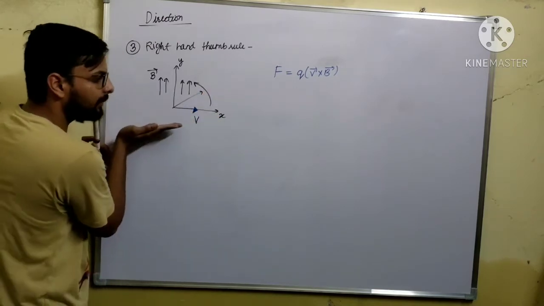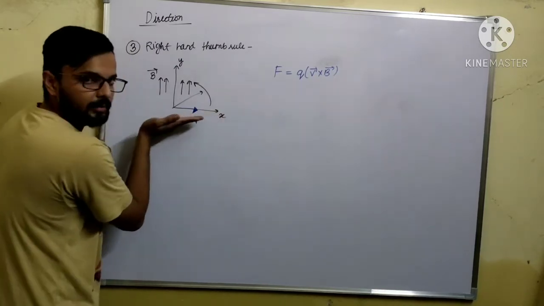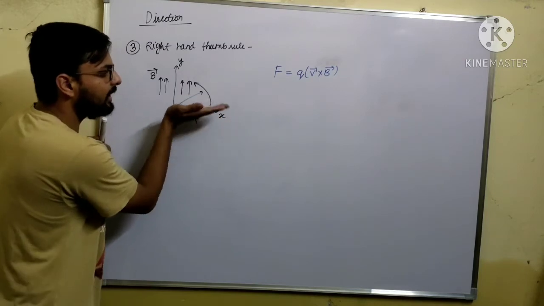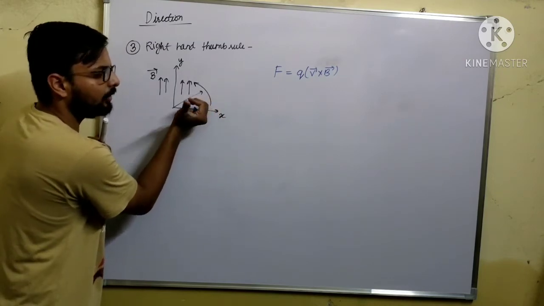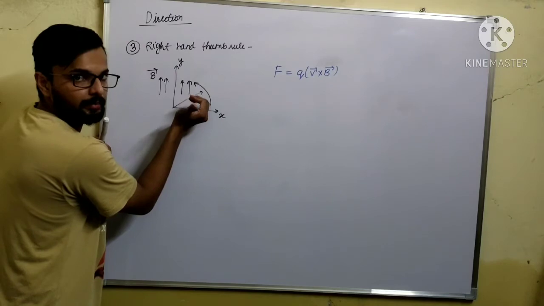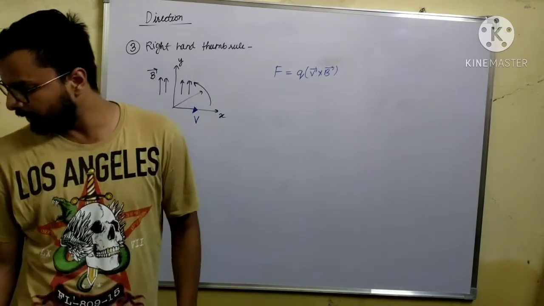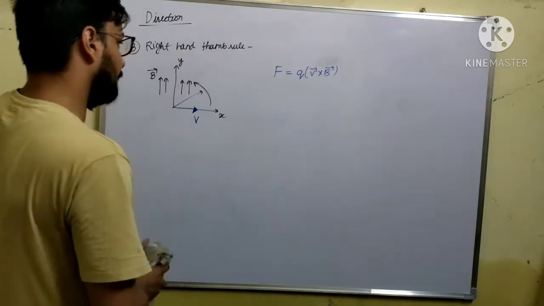अगर आप अपने पाम को वेलोसिटी के डायरेक्शन में रेस्ट करते हो और अपनी फिंगर्स को V से B की तरफ ले जाते हो, तो यहाँ पे जो ये थंब है, that will show the direction of force which is acting on that moving charge in a magnetic field. Understood?